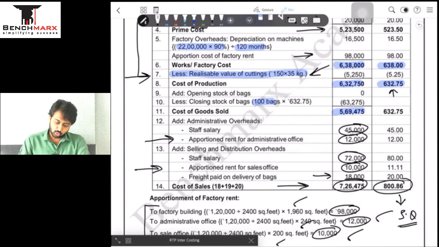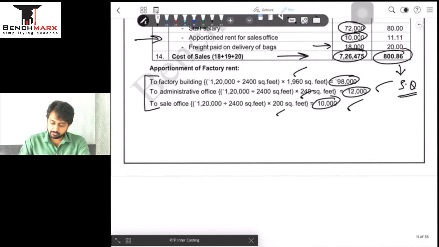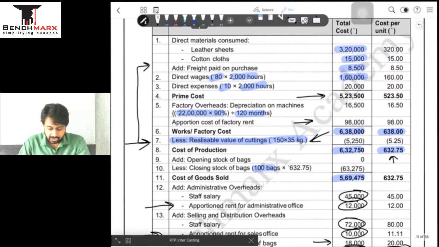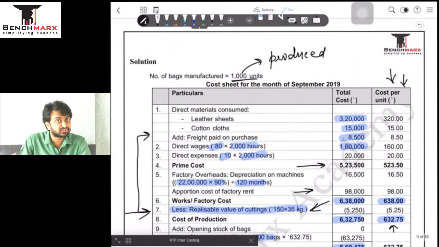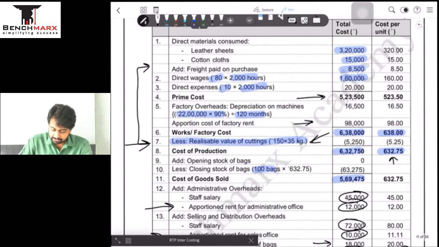Done. So 1, 2, 3, 4, 5, 5 questions are gone in this session, and in the next session we will start from question number 6. So our 5 questions are done for the November 19 RTP. I will now take a break, and in the next session we will start from question number 6.